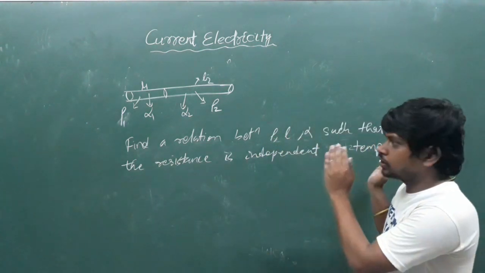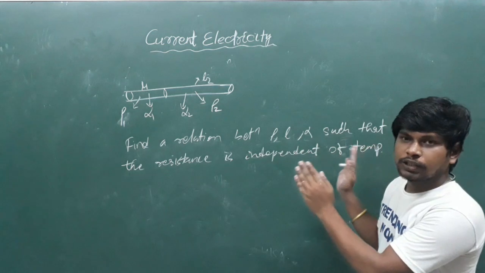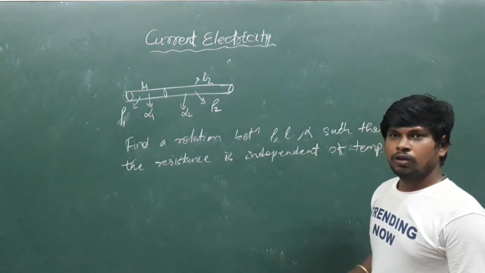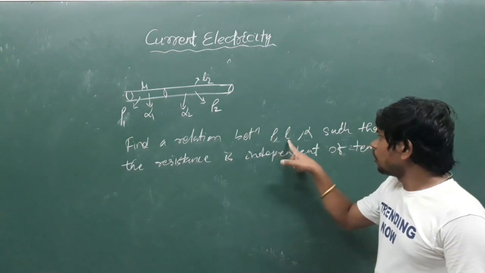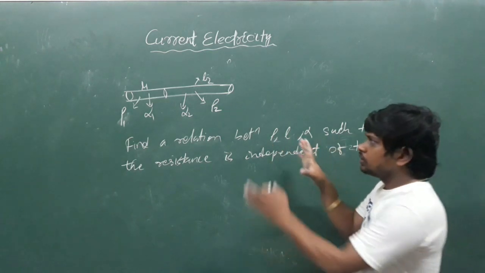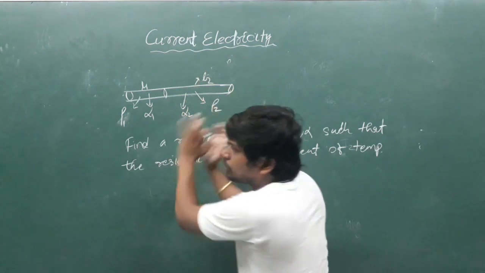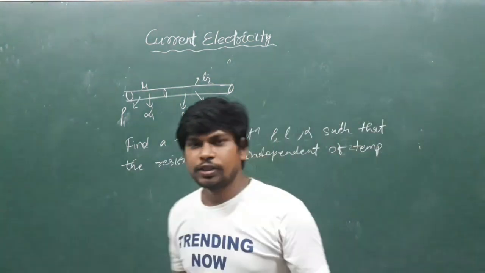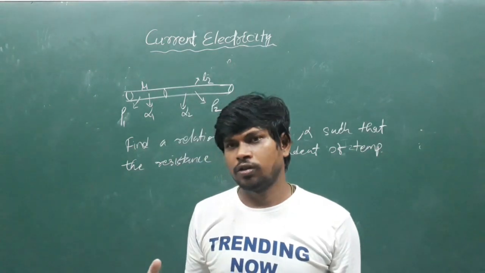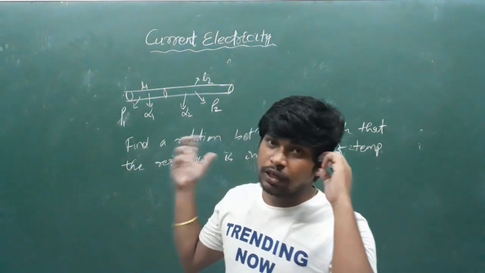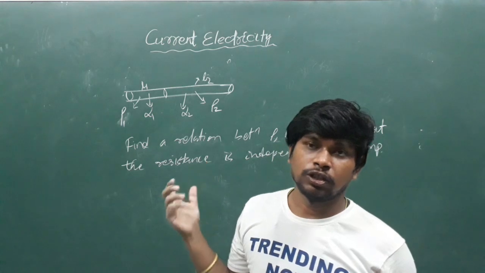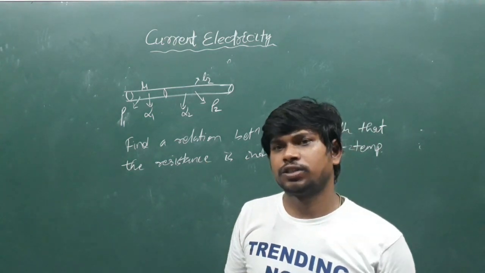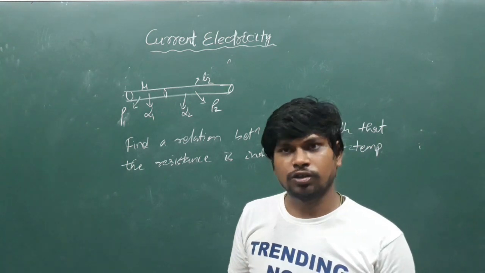It is a very good question. This is a standard question. It may be asked in your exam, or in JEE also you will find it. So what is the relation between rho, L and alpha so that this conductor is independent of temperature? If you are increasing the temperature also, its resistance will not depend upon the temperature. The wires in our houses are used on this principle. They are mixed with two materials. They are called alloys.